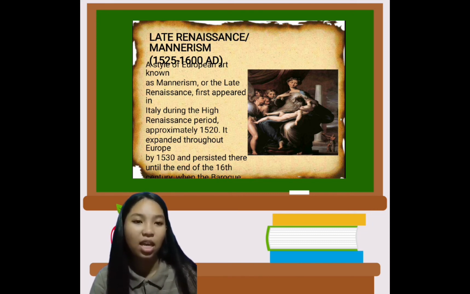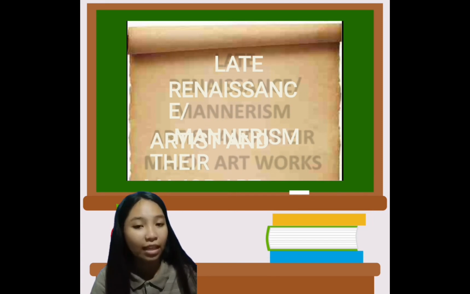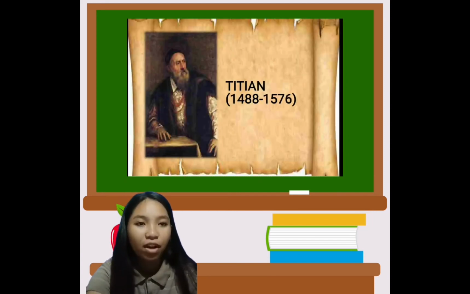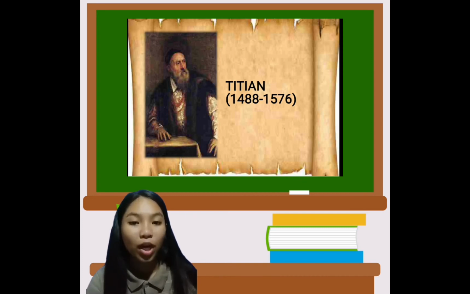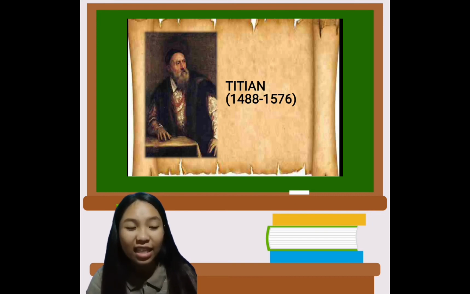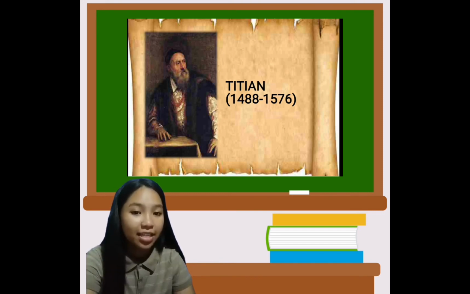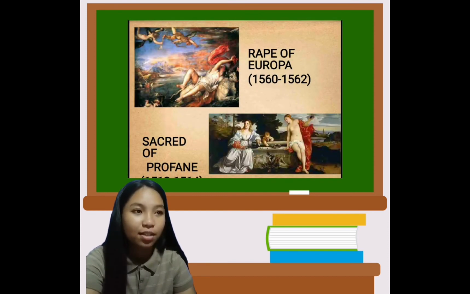These are the artists and major artworks of the late Renaissance or Mannerism. The first one is Titian, or Tiziano Vecelli, commonly referred to as Titian in English, an Italian Renaissance painter who was regarded as the most significant member of the Venetian school in the 16th century. He experimented with many different styles of painting which embody the development of art. These are Tiziano's major artworks: The Rape of Europa and Sacred and Profane Love.